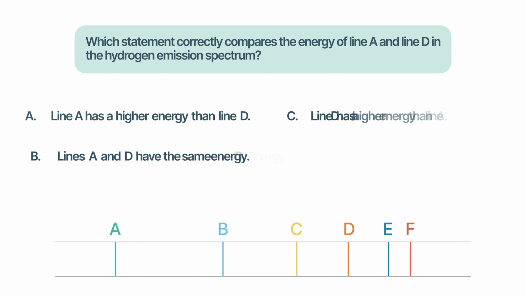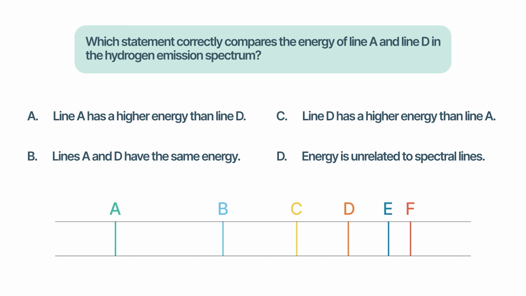In this question, we are presented with a sample emission spectrum for hydrogen, and we are asked to compare properties of lines on the spectrum. Here we need to be clear on the relationship between wavelength and frequency. We can see straight away that since the lines are converging as we move to the right, this means that frequency and energy are increasing as we move to the right, and wavelength is decreasing. Answers A, B, and D are therefore incorrect, while C is true, since D is to the right of A, and so has a higher frequency, and therefore a higher energy than line A.